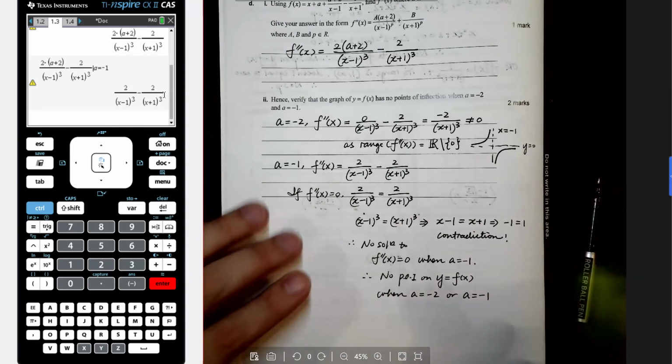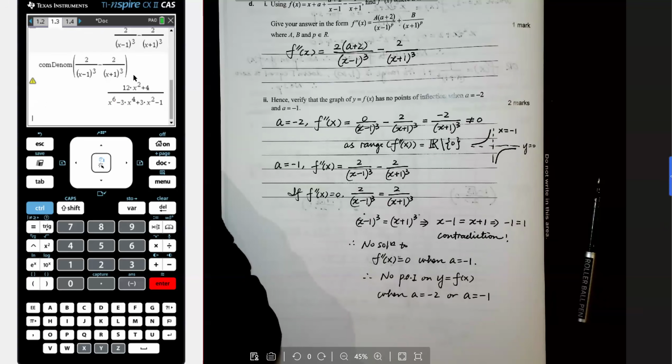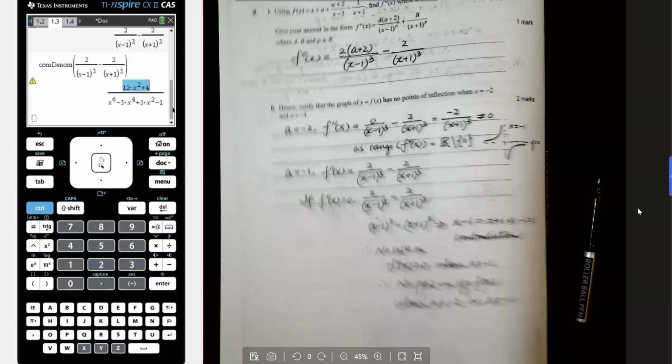Let's conclude in this one. Or you might want to say common denominator. You can actually take a common denominator and get 12x squared plus 4 over (x minus 1) to the power 3 times (x plus 1) to the power 3. But the numerator is never equal to 0 because this is just always greater than or equal to 4, okay? Something along this line. So let's move on and look at the next question.